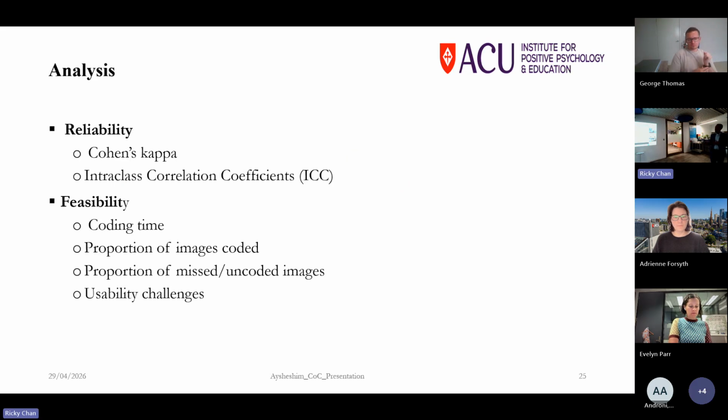So the analysis for relevant agreement will use kappa for categorical variables and the intraclass correlation for continuous variables, for the analysis of the outcome variables. Feasibility can be measured by coding time, proportion of images that can be coded, proportion of unusable images, and other challenges will be considered.